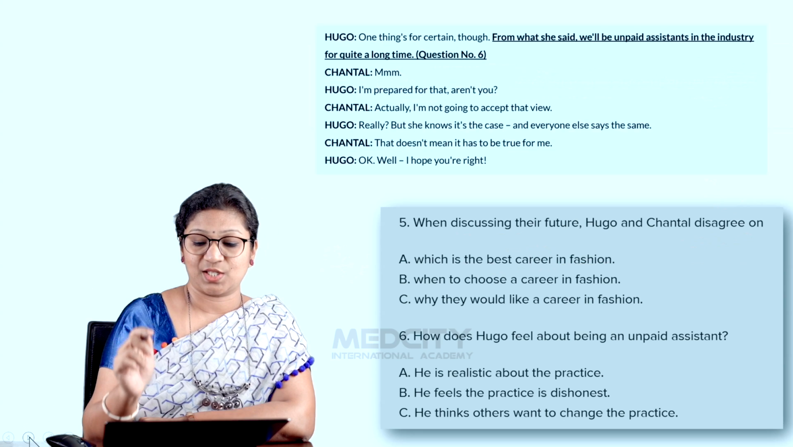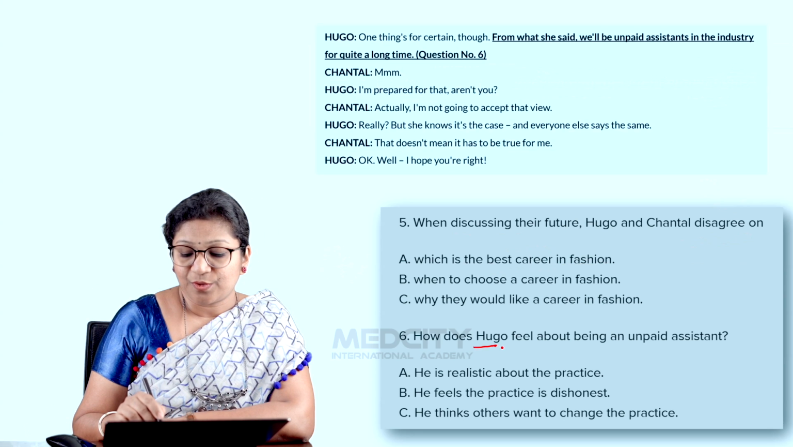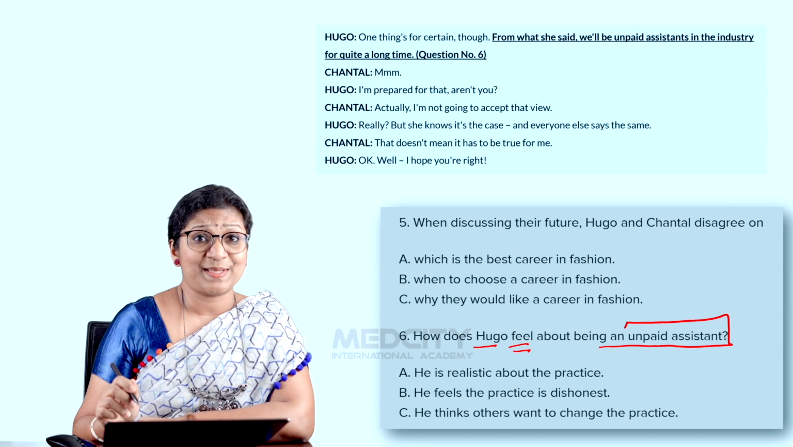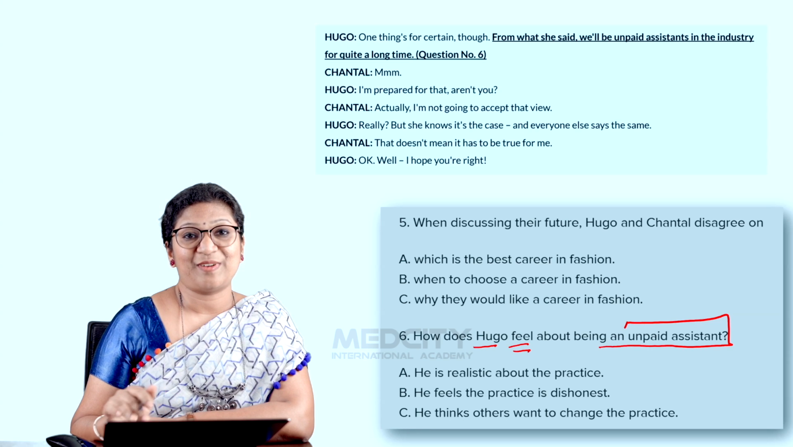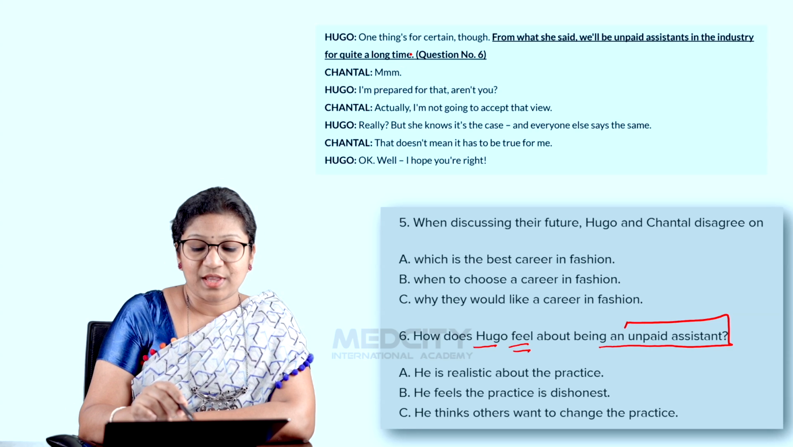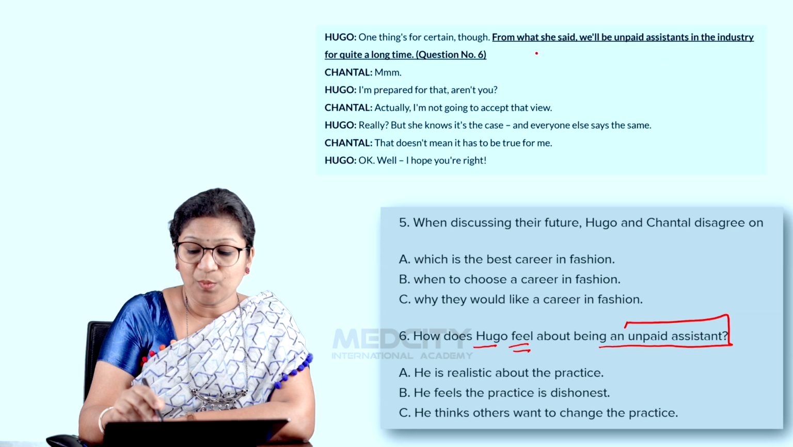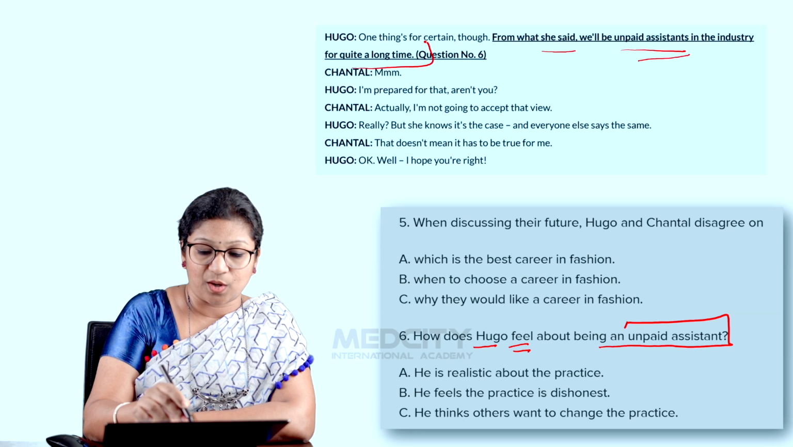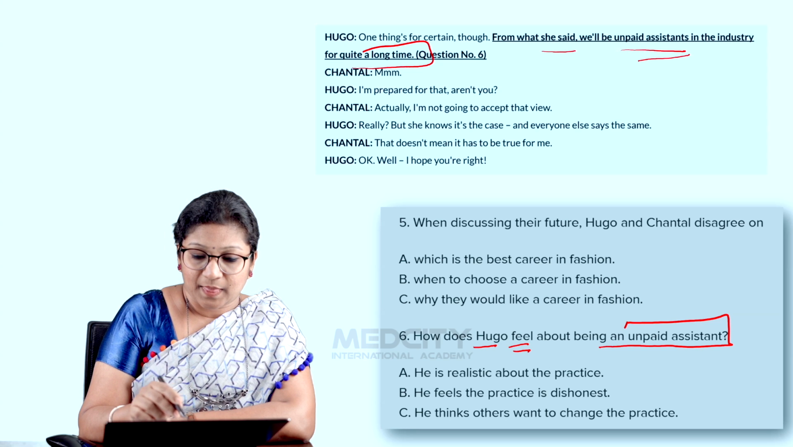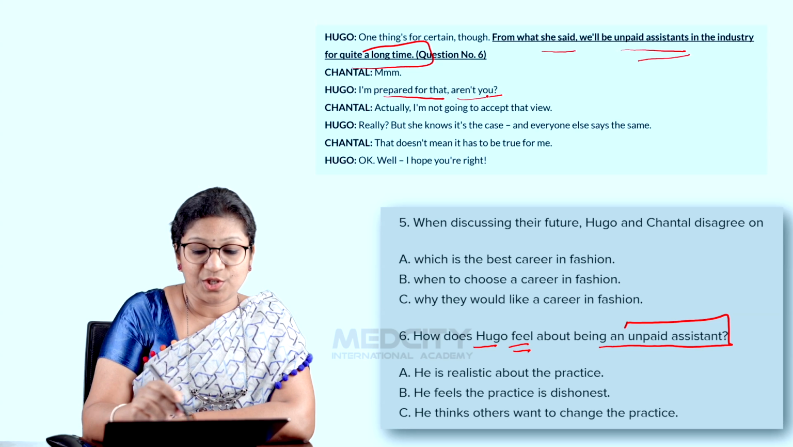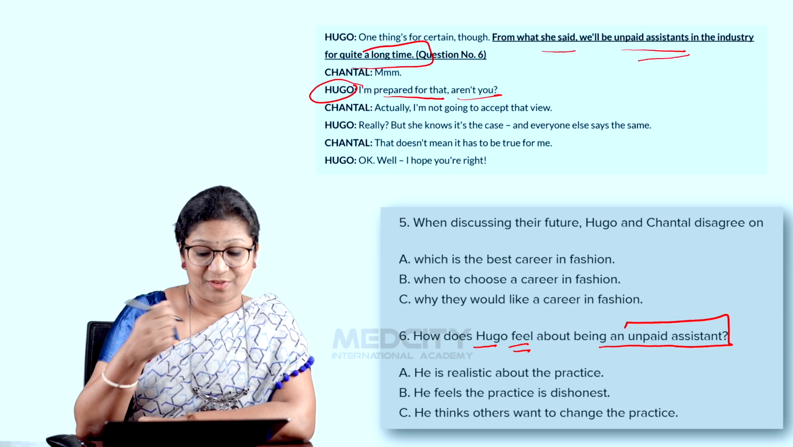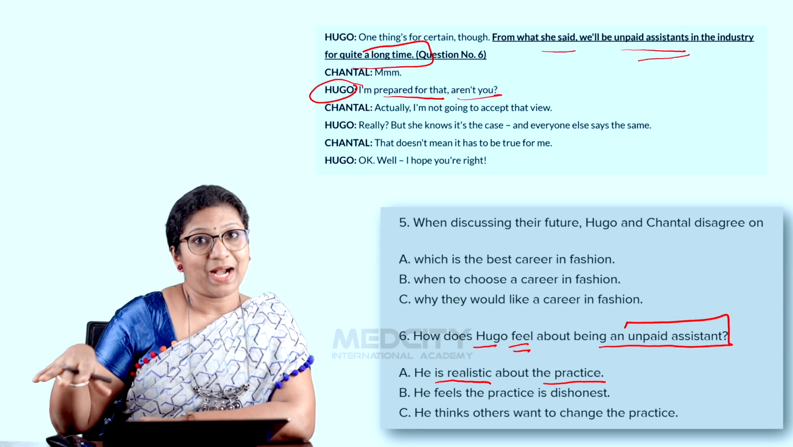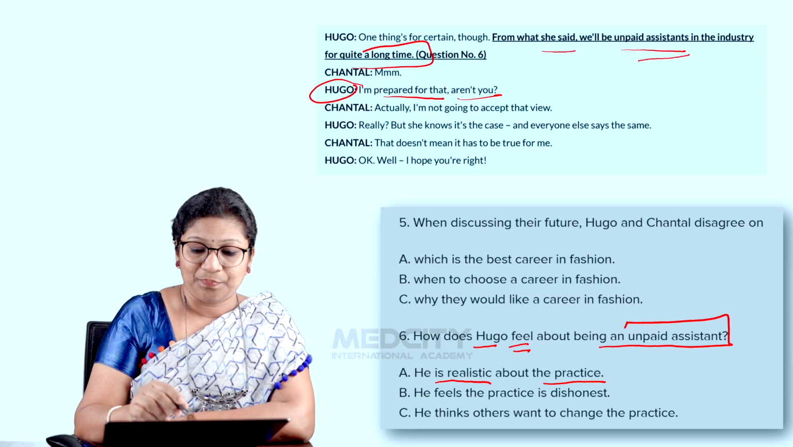Moving on to the last question. How does Hugo feel about being an unpaid assistant? We heard the word unpaid assistant, so it was easy to move from 5 to 6. It says, for certain though, from what she said, we'll be unpaid assistants in the industry for quite a long time. I'm prepared for that, aren't you? So Hugo says, I'm prepared for that, which means he is realistic about the practice. Being unpaid is a practice.